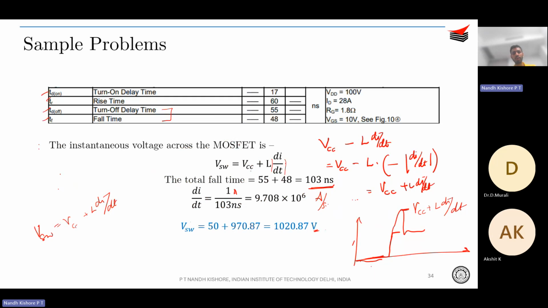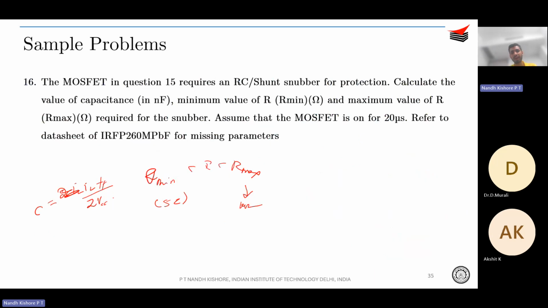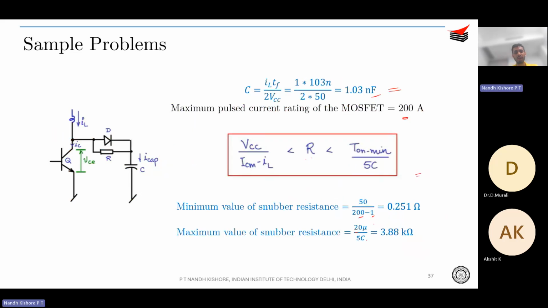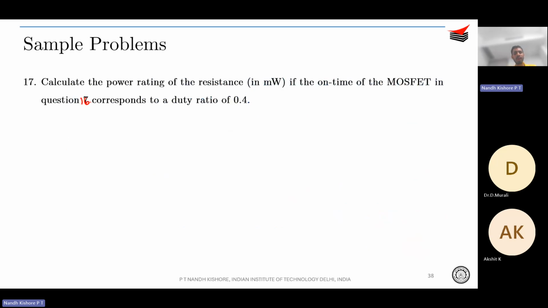So in order to suppress that, you added a snubber, and the value for capacitance of this snubber and R minimal and R maximal are asked. So again, you will use the pulse current rating, right? So ICM is based on pulse current rating for the device, which is 200 amperes. Okay, and later on, based on that, you will compute what is the C, R minimal and R maximal. And finally, with that, you computed what is the power rating.